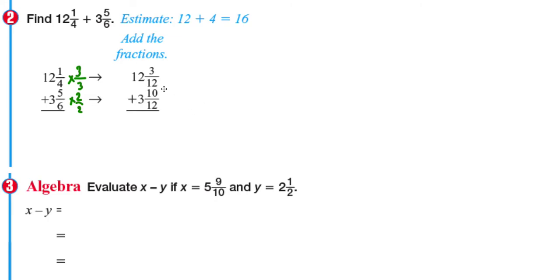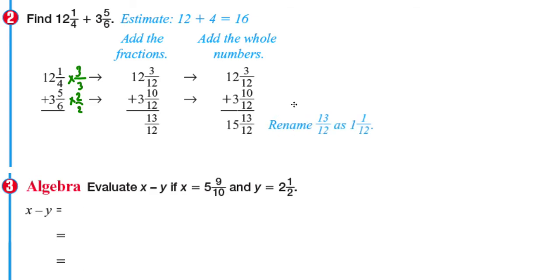Okay, so we add the fractions. So we simply add 3 plus 10. Now we have like denominators. We end up with 13 over 12. And then we add the whole numbers, which 12 plus 3 will give us 15, and 13 over 12. And the last step would be to rename 13 over 12 to become 1 and 1/12.